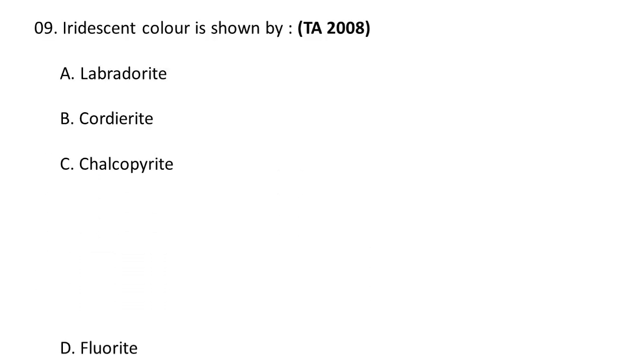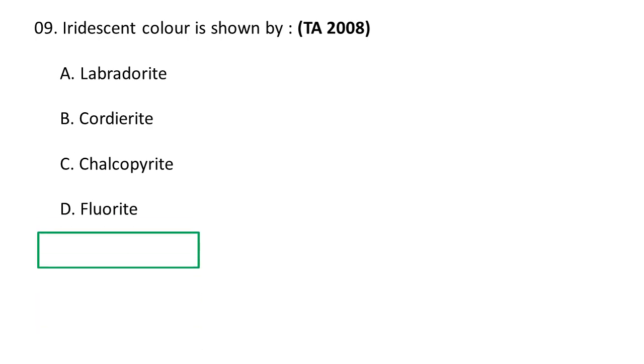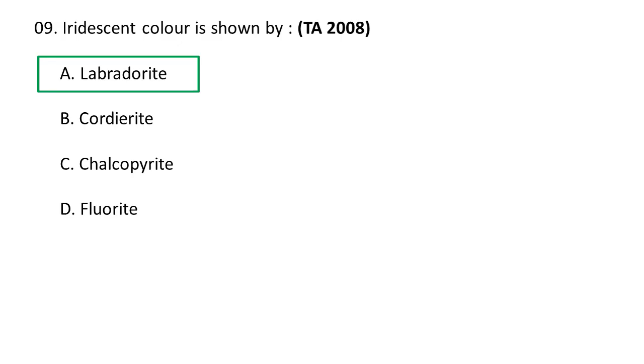Next question. Iridescent color is shown by A labradorite, B cordierite, C chalcopyrite and D fluorite. So the correct option is A. Iridescent color is shown by labradorite. Labradorite is known for its iridescent colors, and labradorite can often display flashes of blue, green, yellow, orange and red light, etc. The iridescence is caused by light diffracting off layers of calcium and sodium rich feldspar within the stone, and this optical phenomenon is called labradorescence.